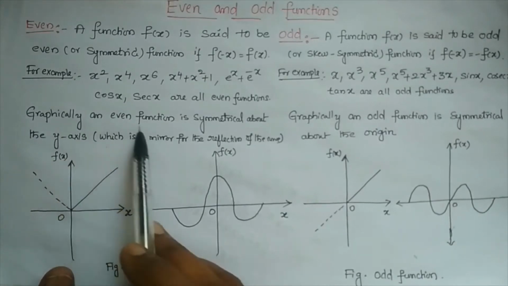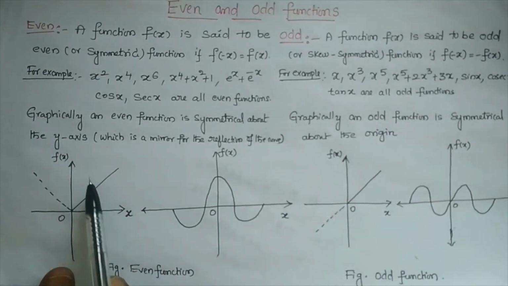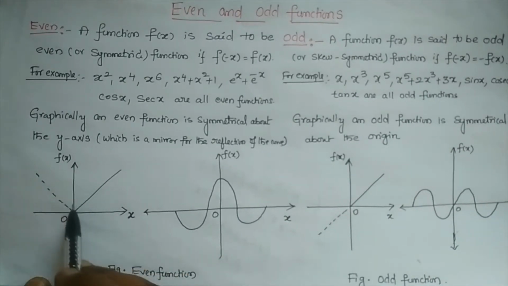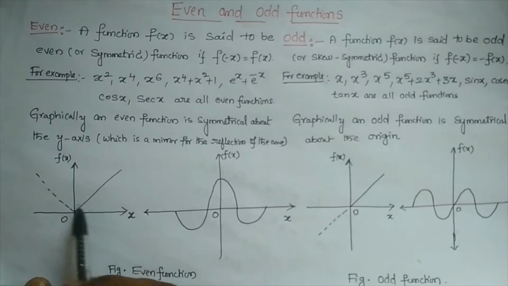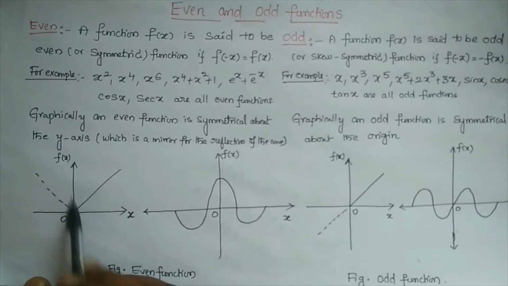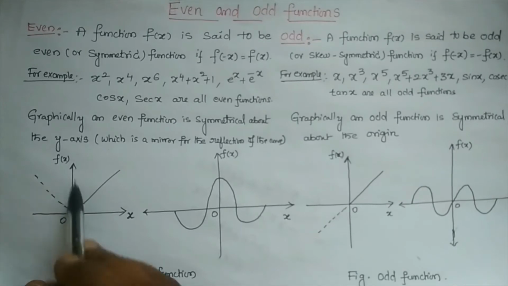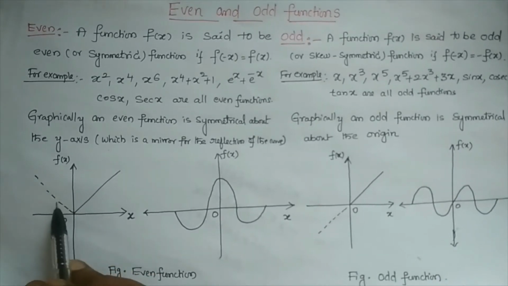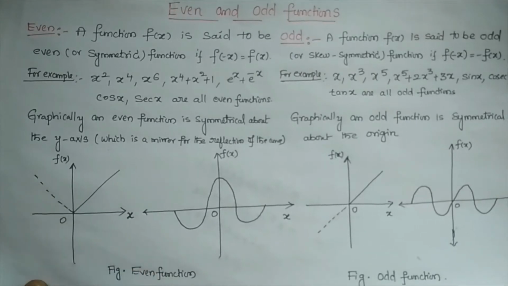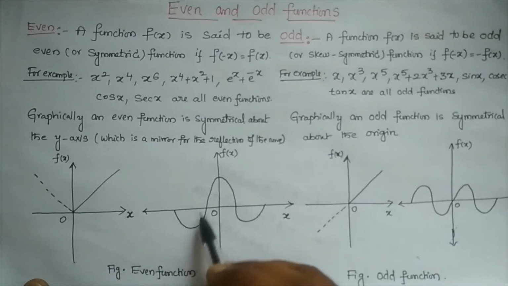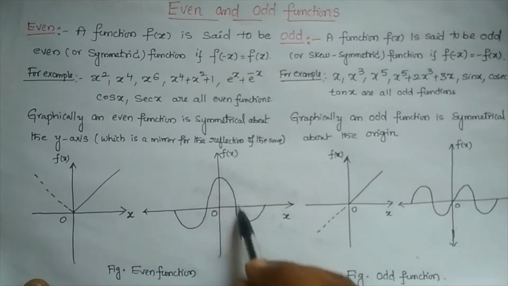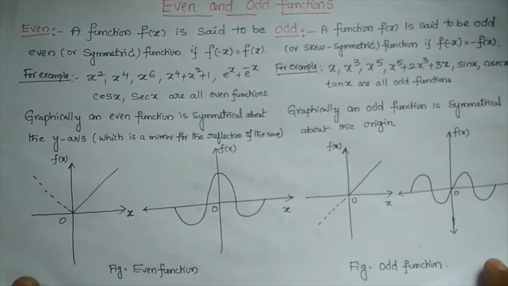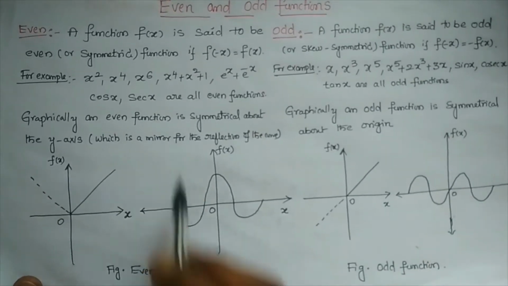Graphically, an even function is symmetrical about the y-axis. For example, see here, this is the y-axis, and this is the figure of the function. Symmetrical means it will divide into equal parts. So this curve is symmetrical about the y-axis. Similarly this one also. The left hand side and right hand side are equal. That's why we call it symmetrical about the y-axis. So this is the even function.